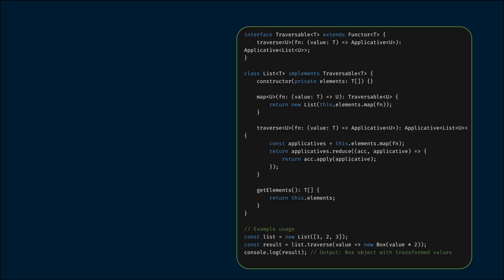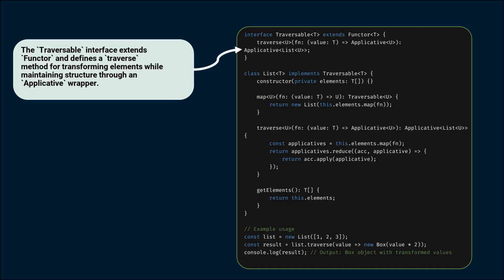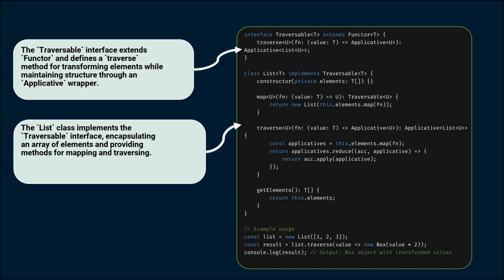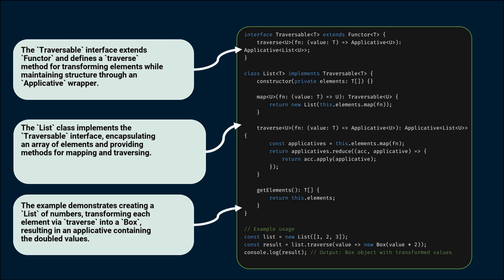Now let's take a look at how we can implement traversables in TypeScript. We begin by defining a traversable interface that extends the functor interface, introducing a traverse method. This method is crucial, as it applies a given function to each element of the traversable and expects that function to return an applicative. The results from the function application will then be combined.